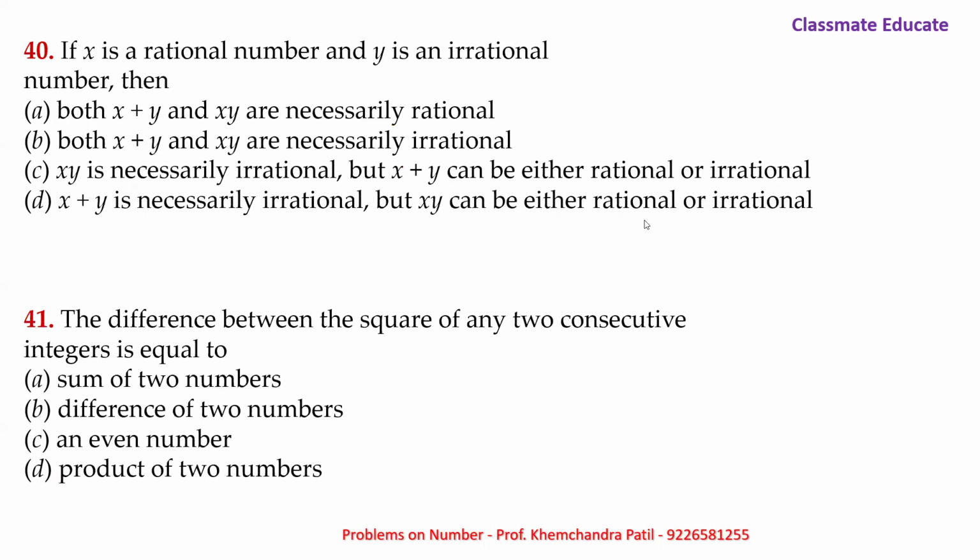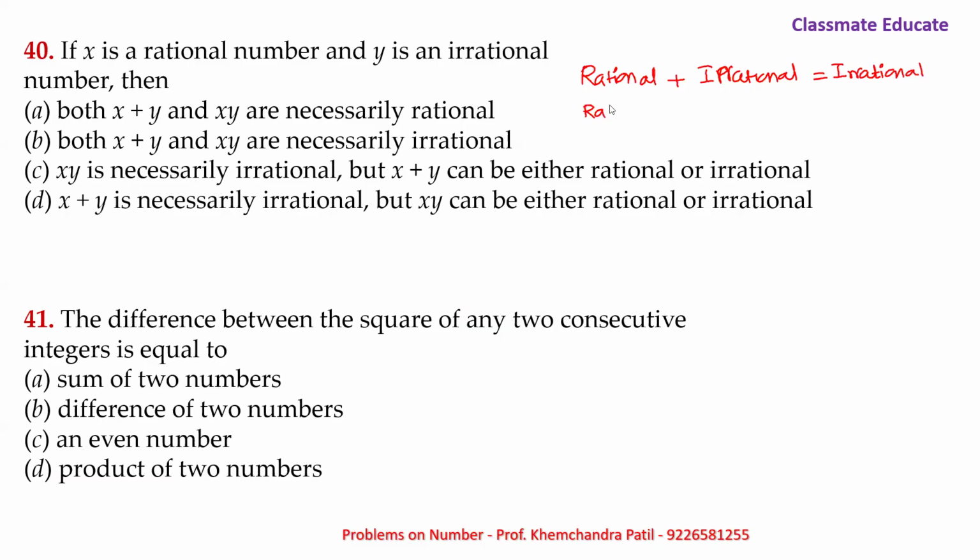If x is a rational number and y is an irrational number, rational irrational numbers. Yesterday we discussed that real numbers are classified into two categories, that is rational numbers and irrational numbers. Always keep this in mind, my dear friends. Rational number plus irrational number is always irrational in nature.